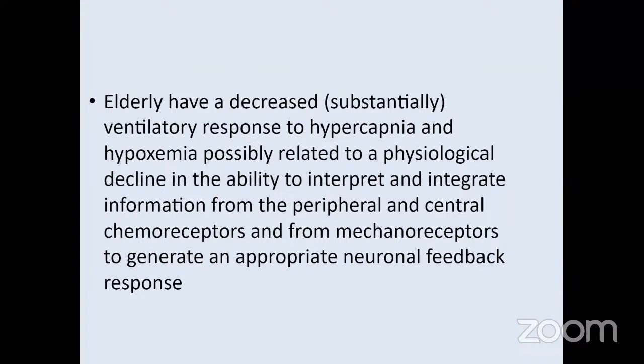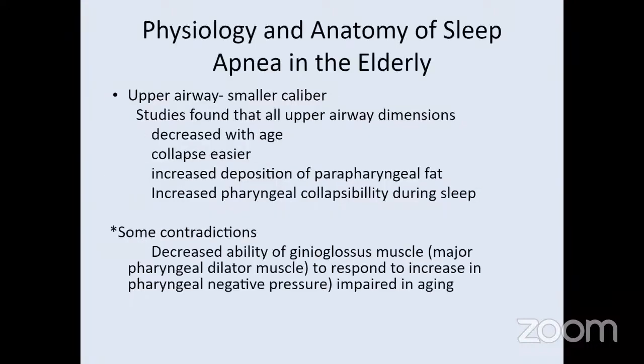So the elderly have a substantial decrease in ventilatory response to hypercapnia and hypoxemia, possibly related to a physiological decline in the ability to interpret and integrate information from the peripheral and central chemoreceptors and from mechanoreceptors to generate an appropriate neuronal feedback response.